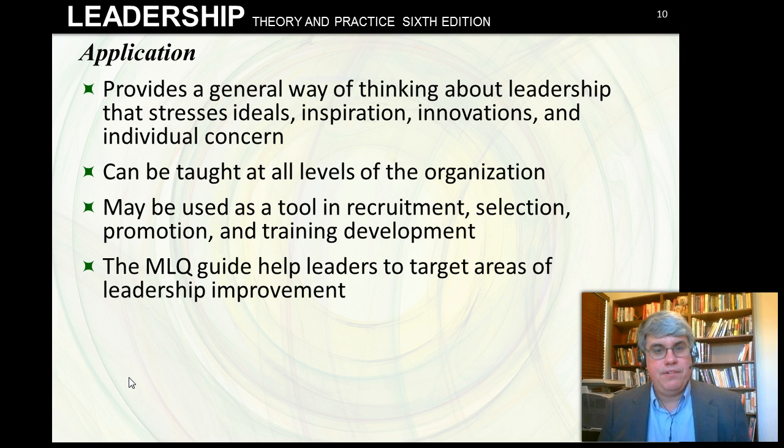And when the MLQ is completed, especially when you have followers complete it for the leaders, it's a lot more useful that way. It's not really a self-assessment that can be used because we're all biased. We all think that we're likable and we inspire other people and that we're innovative and things like that. But you've got to ask your followers to get a lot truer picture. By having one's followers fill out the MLQ, it can help the leaders target areas of leadership improvement, which can be quite beneficial because a dose of reality can be quite beneficial.